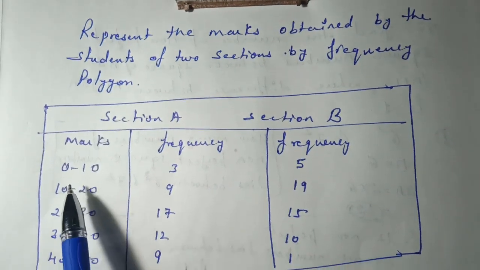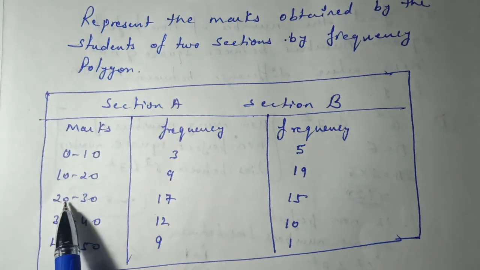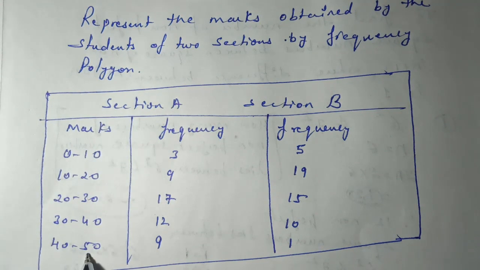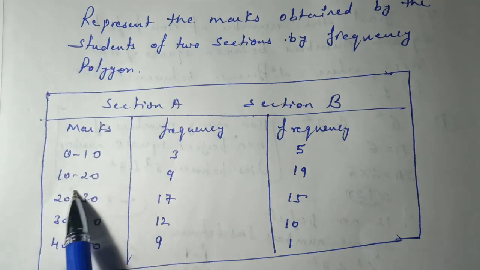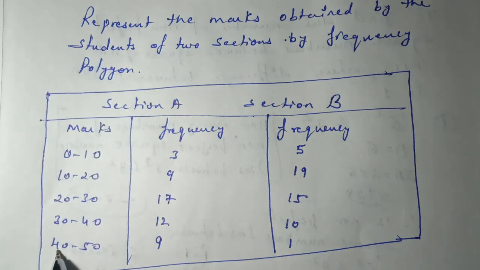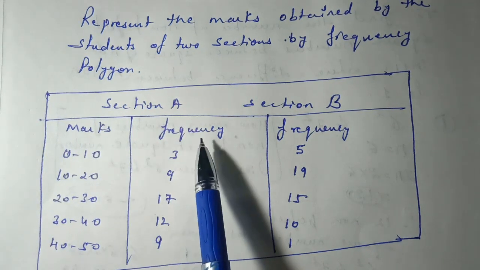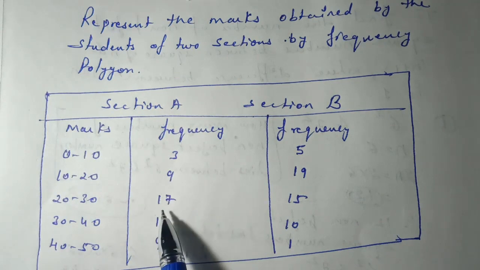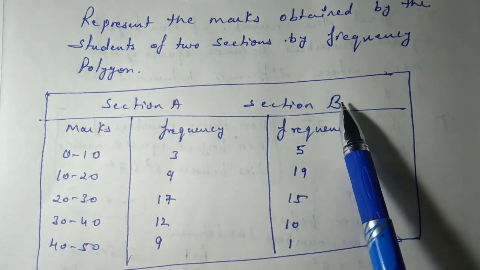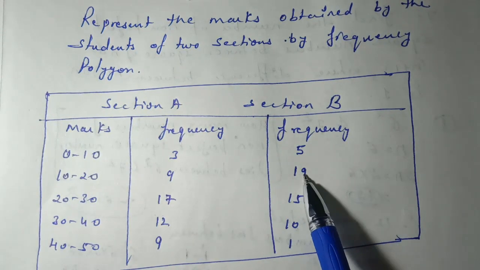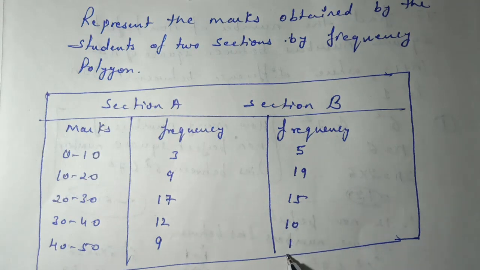So the marks are from 0 to 10, 10 to 20, 20 to 30, 30 to 40 and 40 to 50. It means the highest marks is 50. And if we see the class intervals, they are continuous. For section A, the frequencies given are 3, 9, 17, 12 and 9. And for section B, the frequencies given are 5, 19, 15, 10 and 1.